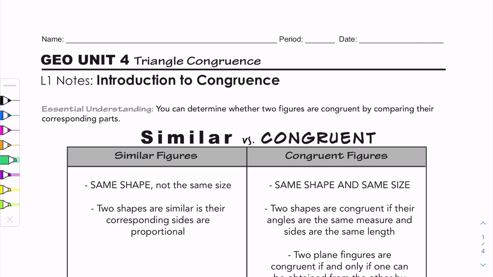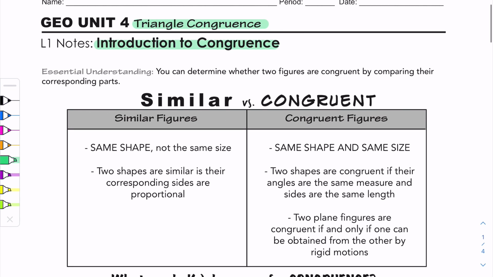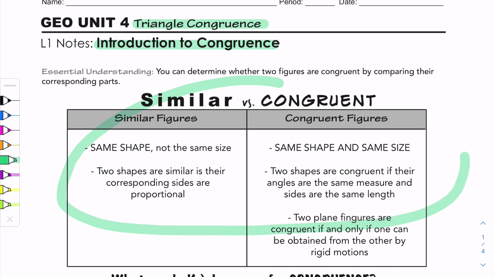Today we're beginning Unit 4, which is triangle congruence. And today's lesson is specifically an introduction to congruence. So before we start, we're going to compare some things. We're going to talk about similar shapes versus congruent shapes.